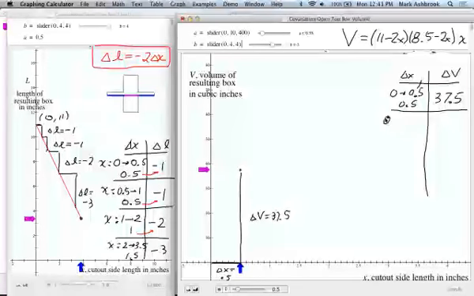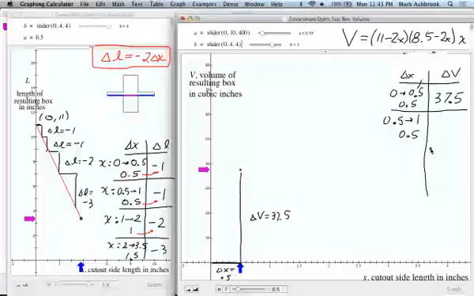So, from 0.5 to 1, what's the change in x? 0.5. So the change in V should be 37.5, right? Well, equal changes in x mean consistent changes in V, right? Find the change in volume. Go. Find the change in volume.